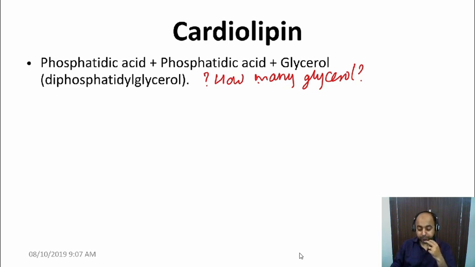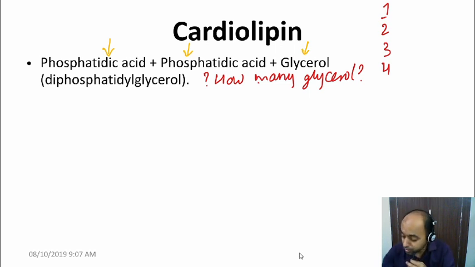Anyone? How many glycerol in cardiolipin? Your options are 1, 2, 3, 4. Very good. So please note one glycerol in the phosphatidic acid, another glycerol in phosphatidic acid, and a third glycerol through which the two phosphatidic acids are linked. So remember, the number of glycerol in cardiolipin is 3.